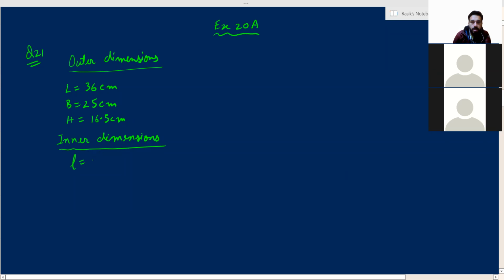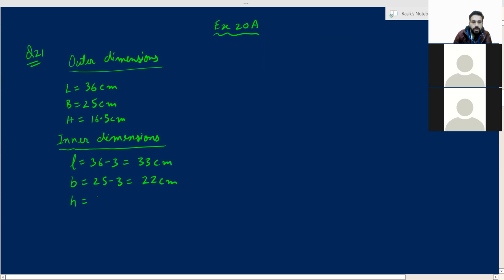So in the length of the iron box, you will subtract 1.5 from the left side and from the right side to find the inner dimension, like I explained in the last question also. So in all, we have to subtract 3 centimeters from the outer dimension. So we get 33 centimeters as the inner length. Inner breadth: again you will subtract 3 centimeters from the outer breadth. So 25 minus 3, we get 22 centimeters.